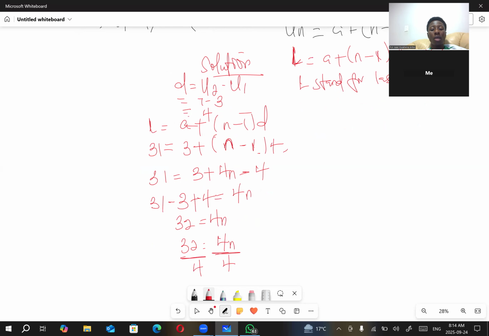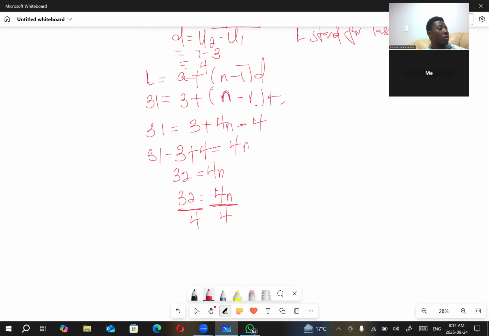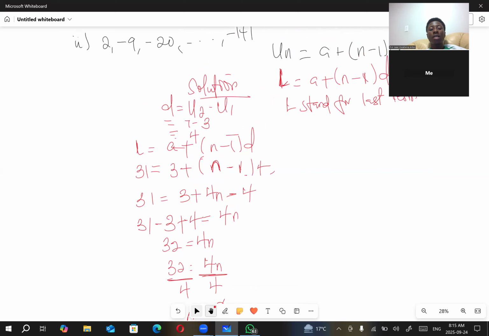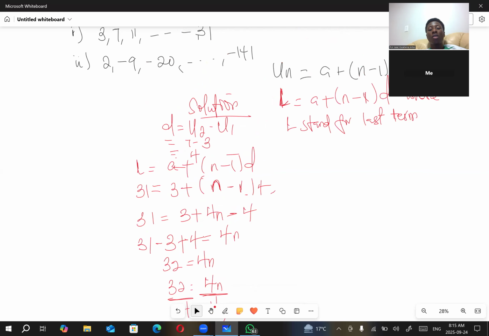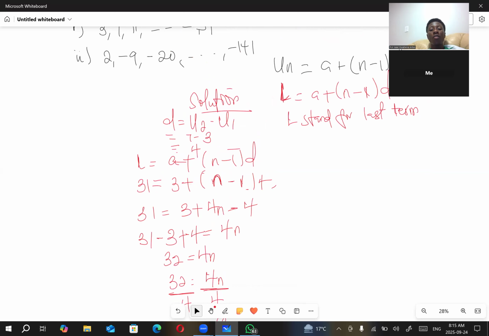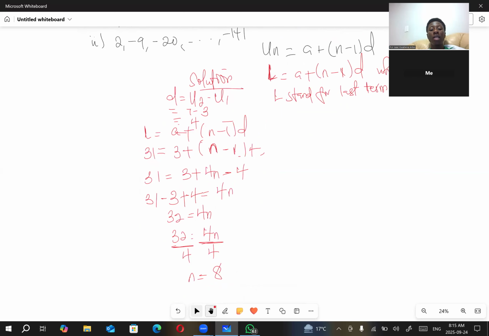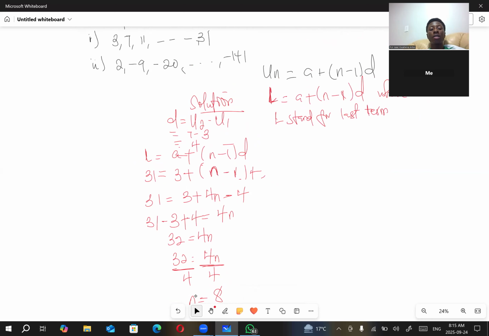So n is equal to what? 32 divided by 4, which is 8. So the group of numbers 3, 7, 11, dot, dot, dot, all the way to 31, the number of terms involved is actually 8. There are 8 numbers involved, and you were given 1, 2, 3, 4. Four were given in the sequence. So how many numbers more do you require?